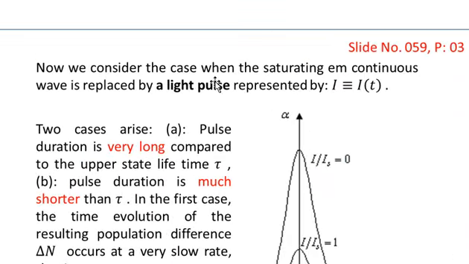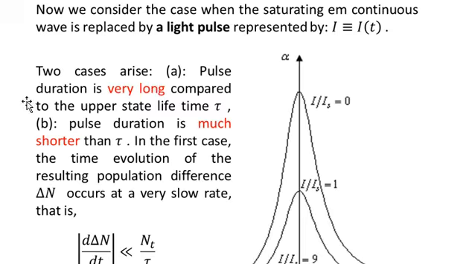So now we consider the case when the saturating electromagnetic continuous wave is replaced by a light pulse represented by I as a function of t, that is I is equal to I of t. Because for a pulse we have to define I as I of t, because the intensity is not constant but varying with time.